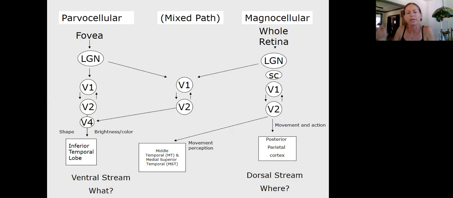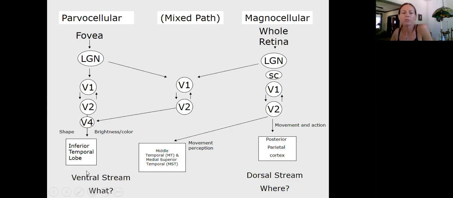So these paths work together. This mixed path here is over in the middle temporal and the medial superior temporal, kind of in the middle of the dorsal and ventral streams. They have to do with movement perception, so they'll be able to tell if something's moving or not. And when we get damage to those sections, we find that people see things in freeze frames. They don't actually see movement. So if they see a car going down the street, they'll see it as a picture of a car, a picture of a car, a picture of a car. They won't see it actually moving. And so some of these areas in between are going to be involved in movement perception.